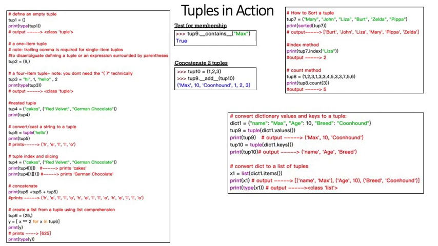Now here, I create a one item tuple. Note the trailing comma is required for single item tuples. This is to disambiguate between defining a tuple or an expression, which is also surrounded by parentheses. So that's why we do it this way. So tup2 equals 9, comma. A 4-item tuple, note you don't need the parentheses technically. It's just probably better to do it that way, but you don't need it.